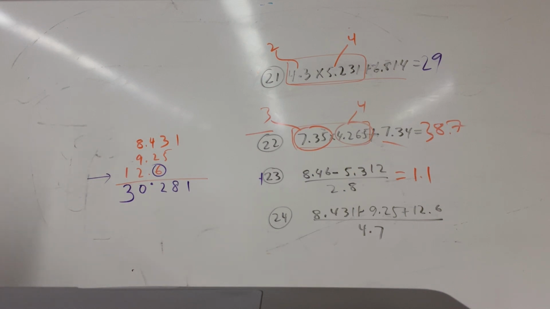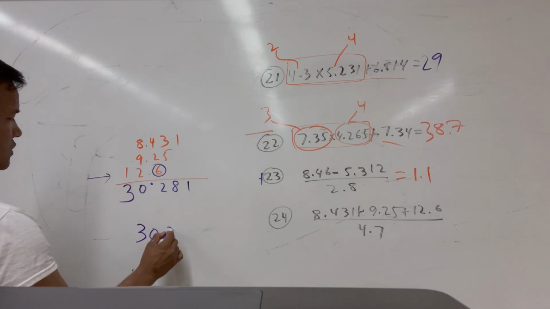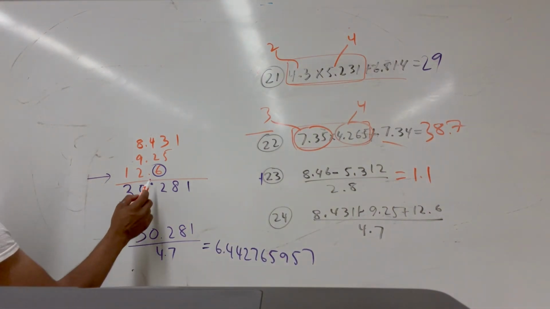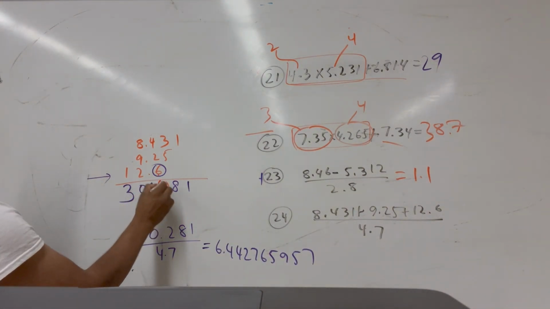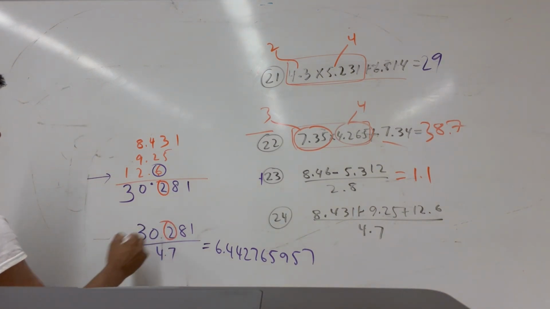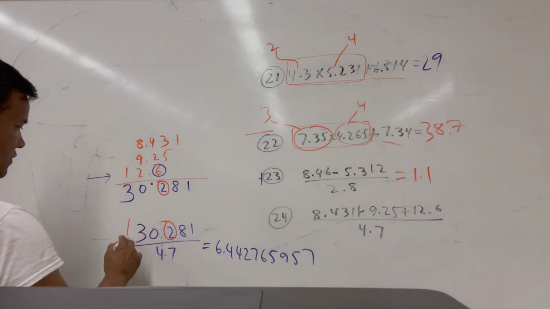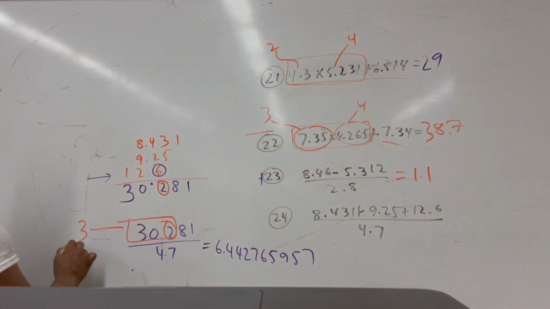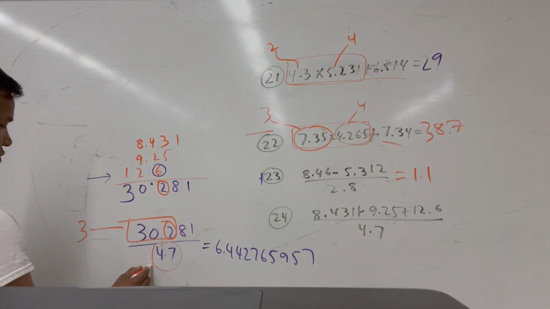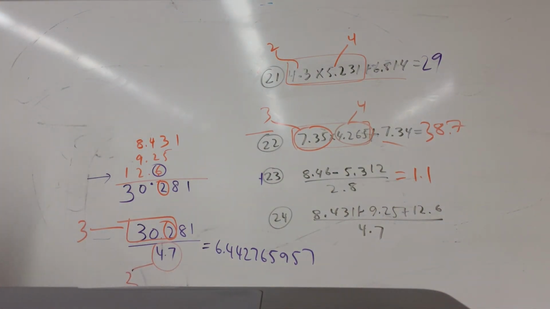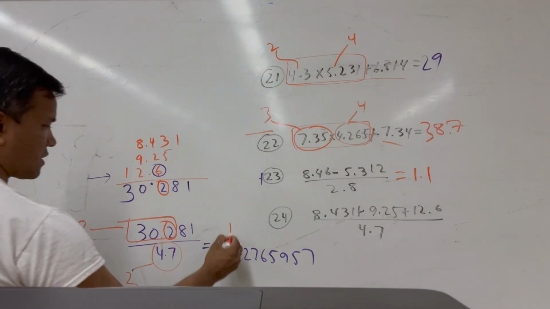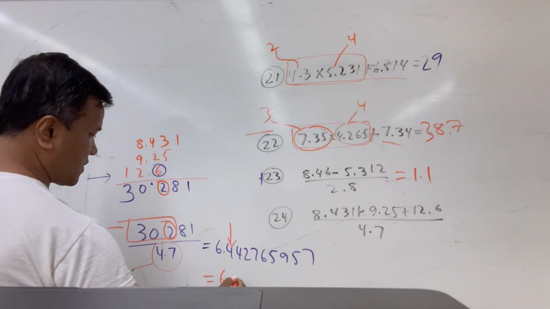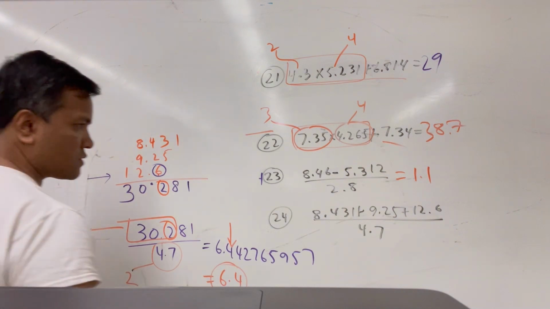Now we're going to divide. 30.28. This is 10th, so this is 10th, so this is 10th, so 3 digit, 3 sig fig, 2 sig fig, so the final answer cannot have more than 2 sig fig. 6.4. So 6.4.